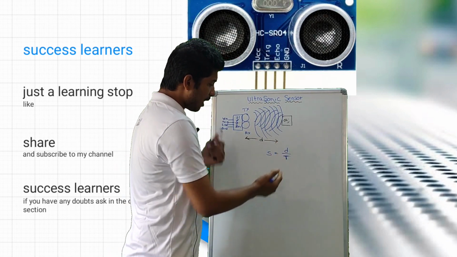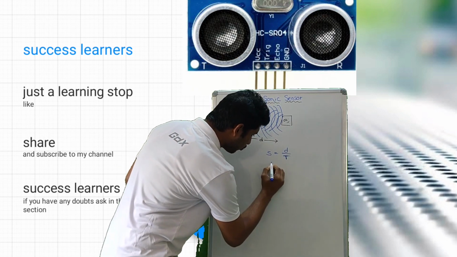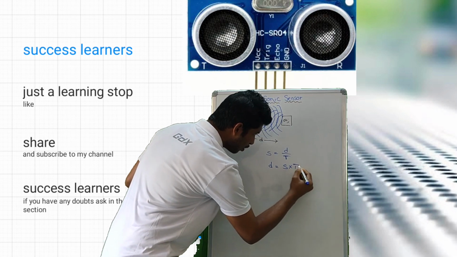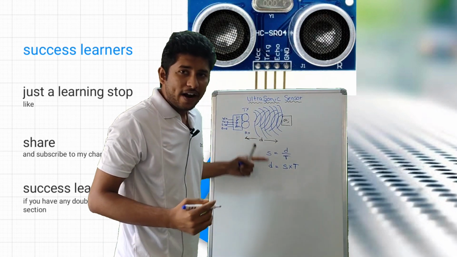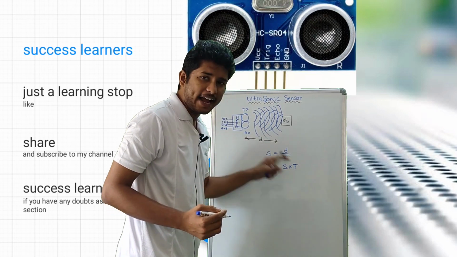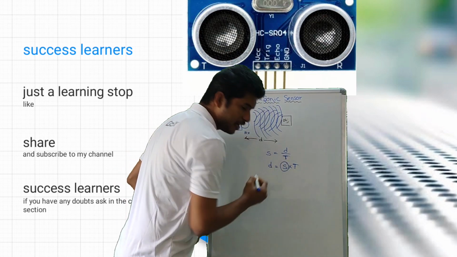So at this speed, we can rewrite this formula as distance equals speed into time. If we need to find the distance, we need two parameters: speed and time. First of all, let us see the parameter speed here.